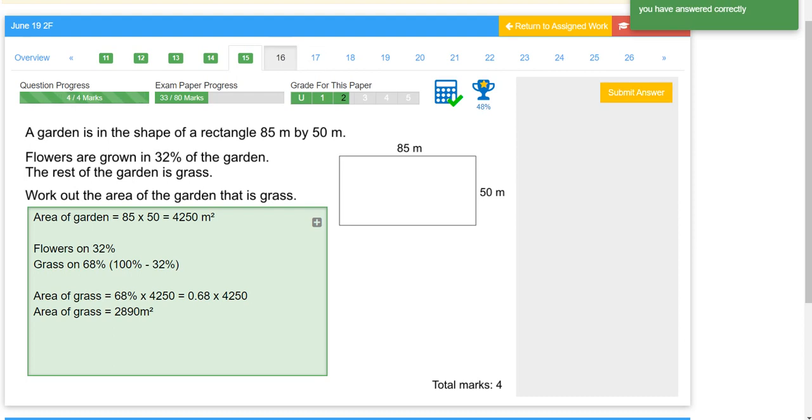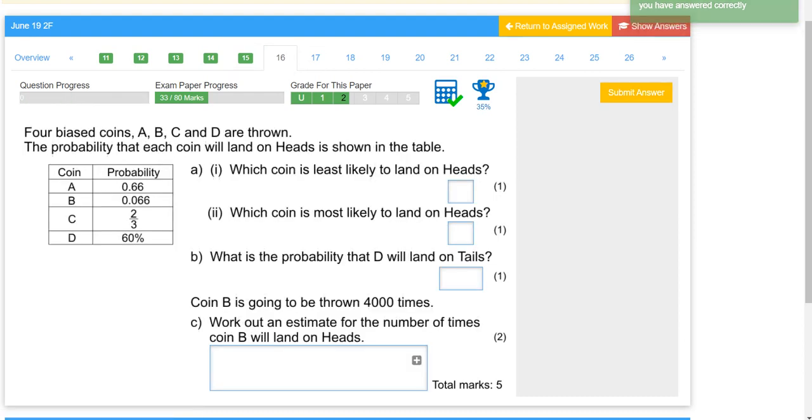Looking good. Question 16. We have some coins. And again, we're looking to see here, the least likely means the lowest probability. So I've got A, 0.66, B, 0.066, C, 2/3, which is 0.66 recurring, and then D, 0.60, putting them all in as decimals. So the least likely is going to be B, because it has the smallest or the lowest probability.